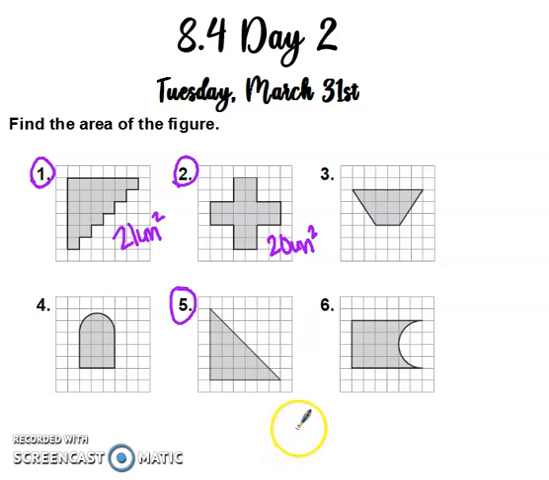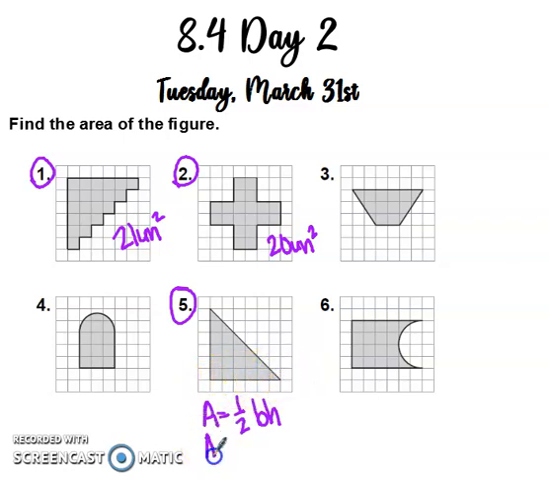Number 5 is a triangle. I know the formula to find the area of a triangle, so I'm going to use it. The formula to find the area of a triangle is 1/2 base times height. So I need to know the base and height. The height is 1, 2, 3, 4, 5, 6. And the base is 1, 2, 3, 4, 5, 6.